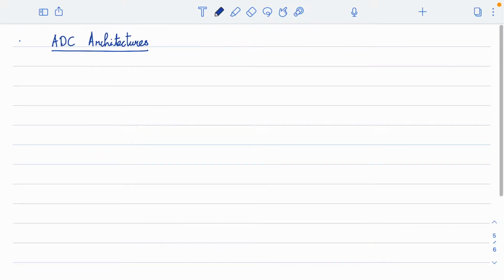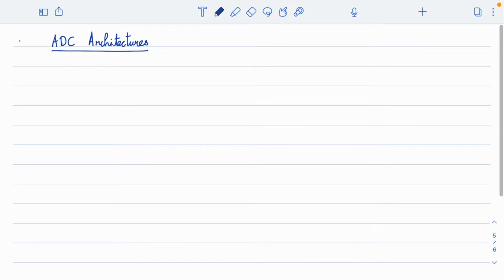Session of mixed signal IC design. In today's class, we will look at a few ADC architectures. If you look at the trends, especially the market trends, you will see that there are various architectures ruling the market for analog to digital converters. Even so, we can classify ADCs basically into two: Nyquist rate ADCs and oversampling ADCs.